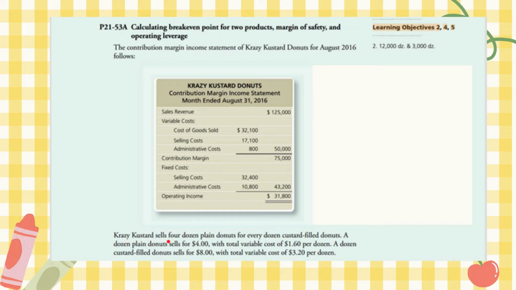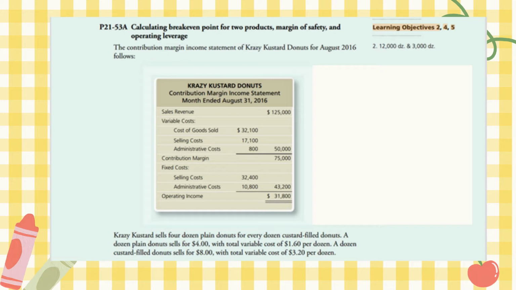Crazy Custard sells 4 dozen plain donuts for every dozen custard filled donuts. So as you can see, the ratio is not 1-to-1. I sell 4 dozen plain donuts for each 1 dozen of custard filled. So this is the sales mix.